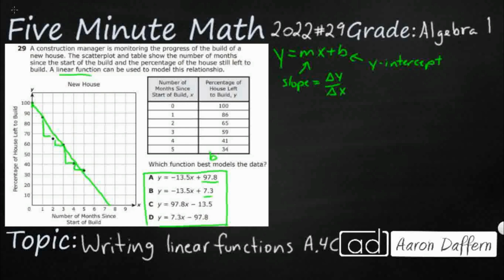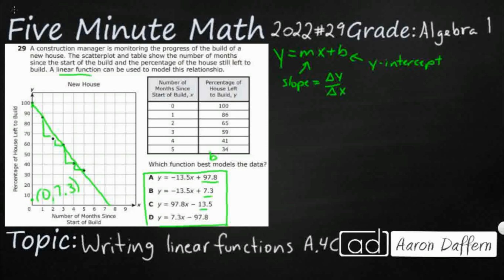Look at this, 7.3. So what that means is your y-intercept of 0, 7.3 at this point right here. 7.3 means at 0 months you only had 7.3% of the house left to build. You were basically done. That doesn't make any sense.